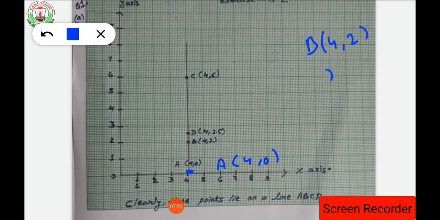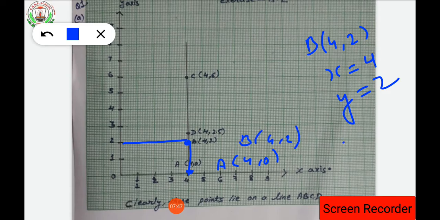In the same way, for point B, what is it? (4, 2). That means 4 is the value of the x-coordinate and the y-coordinate's value is 2, isn't it? This we have to mark on the graph. So 4 is here on the x-axis, but 2 is from here, isn't it? So we are going to draw like this. So the B coordinates we find over here. So it will be B (4, 2).